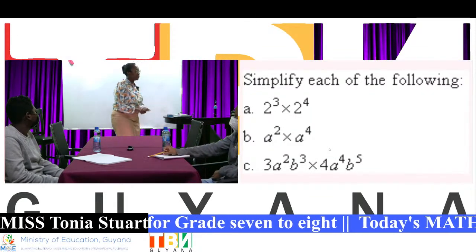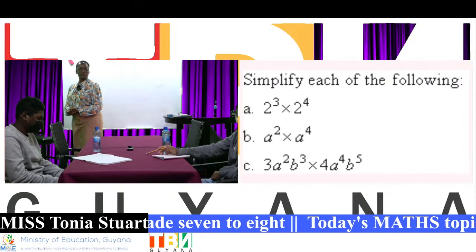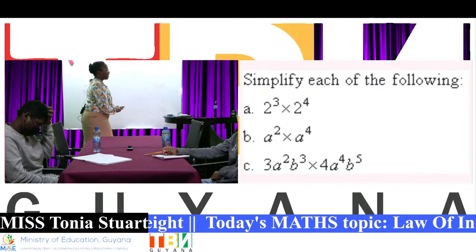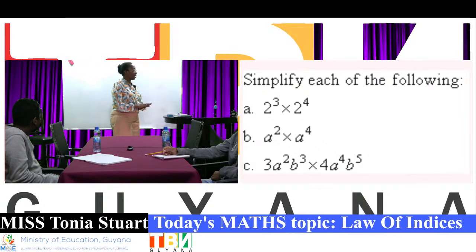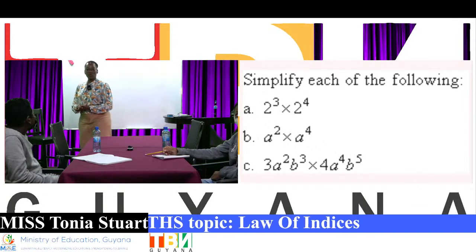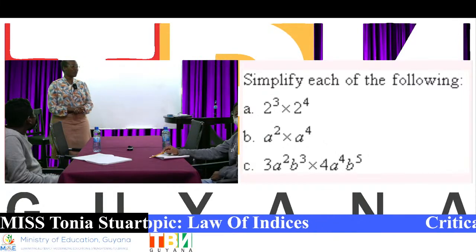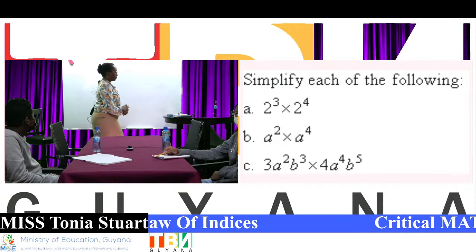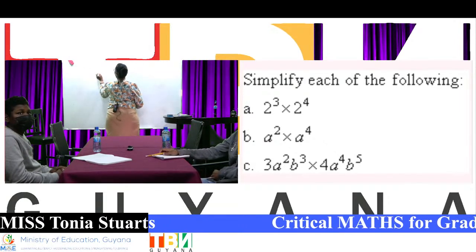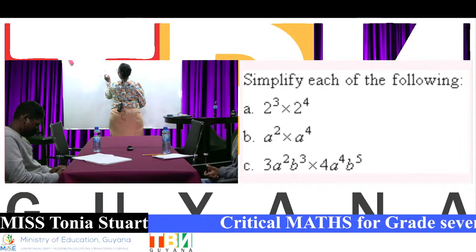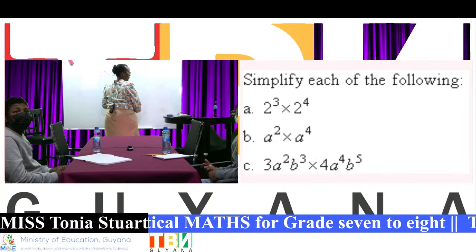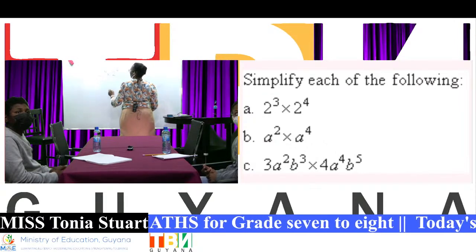So we just took the example. We're going to do some exercises now. And remember I said to you, same base, add powers. If it's not the same base, you cannot put the powers together. So the first one, let's go. We have 2 to the third power multiplied by 2 to the fourth power. Am I correct? Yes, sir. Good.